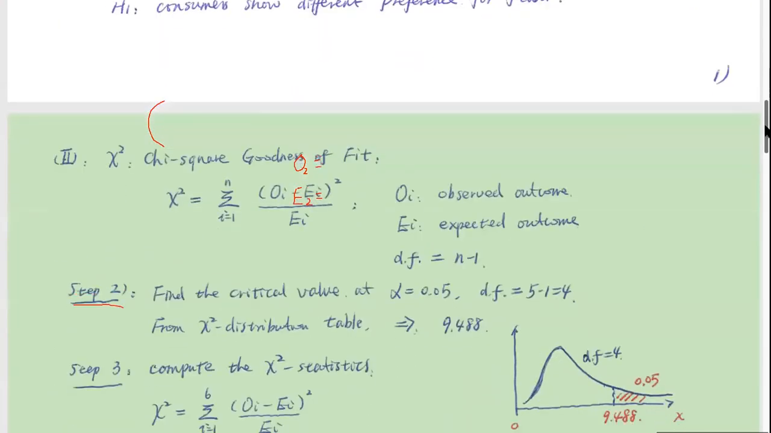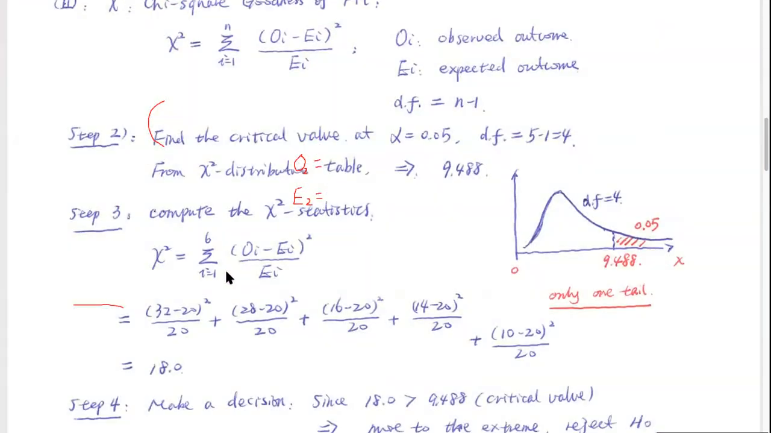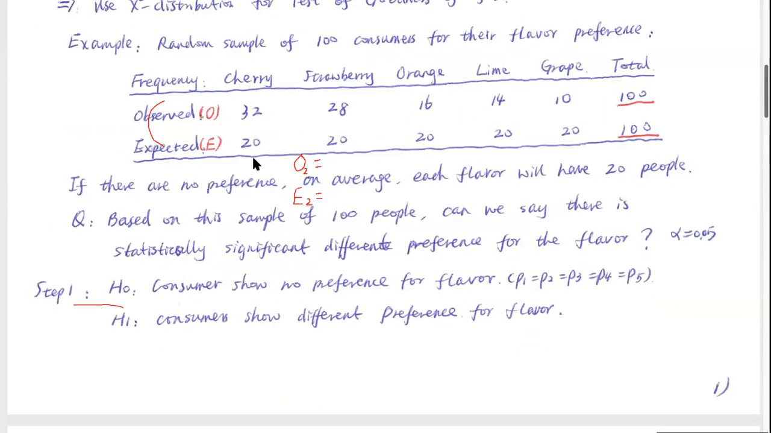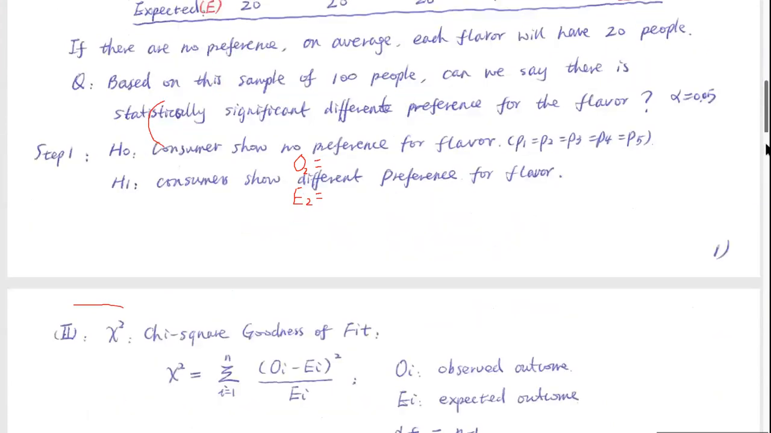So what does that mean here? When i is equal to 1, we are going to plug in (O1 minus E1) squared. Everybody, follow me? O1 minus E1. Let's check out what O1 is here. O1 is 32, minus E1, which is 20. So 32 minus 20, let's see if that's our first term.